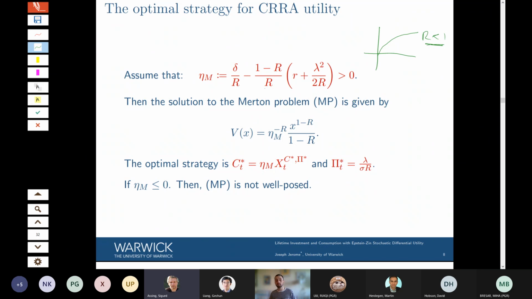Exactly. We don't assume that interest rates are positive. We don't assume that the discount factor is positive. All we assume is that this eta is positive, and we show that if it's not positive, then the problem isn't well posed. Yeah, interesting. Yeah, thanks.